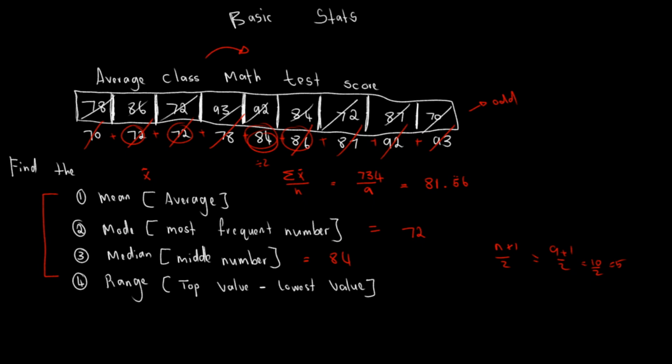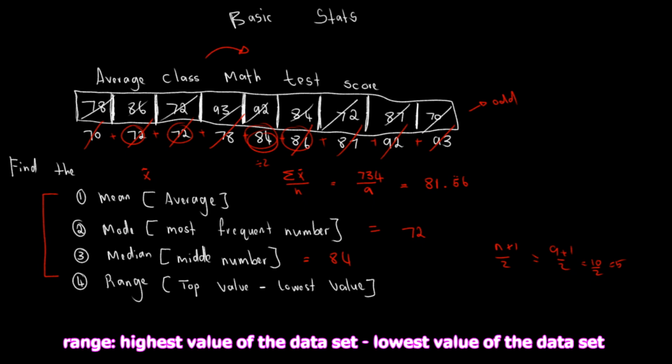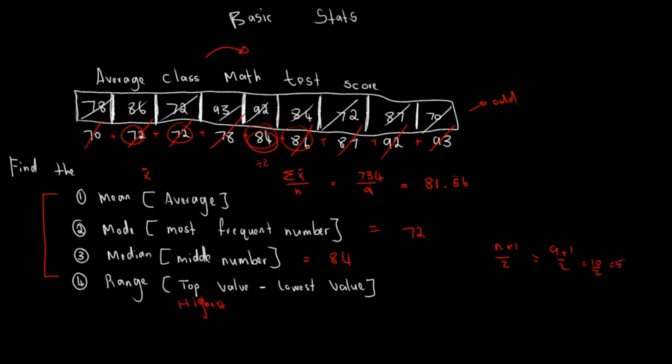Anyway, what is the range? The range is just the highest value, I should rather say highest, not top, minus the lowest value. So let's do that. Let's find the range. It's going to be 93 minus 72. That gives me 21. So my range in this set of data is 21.